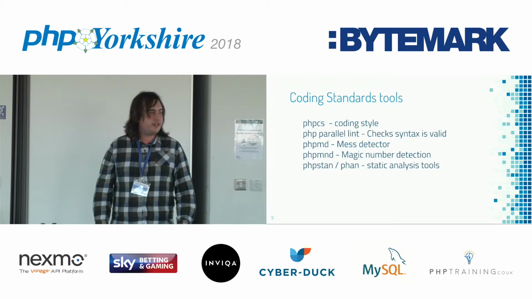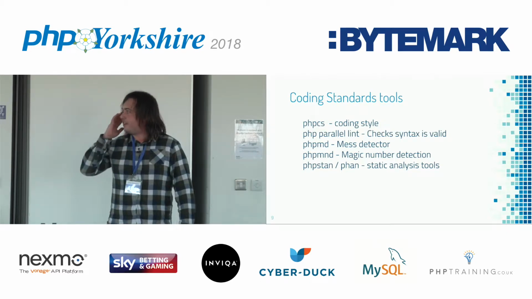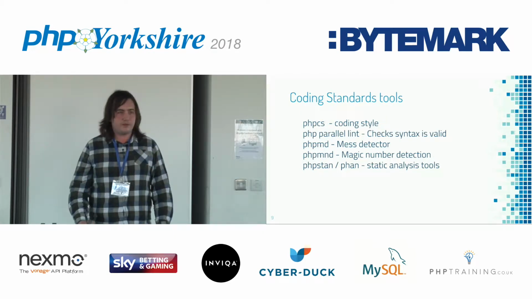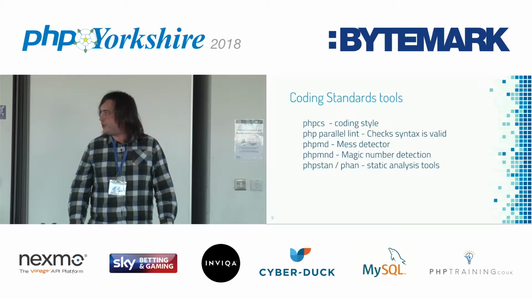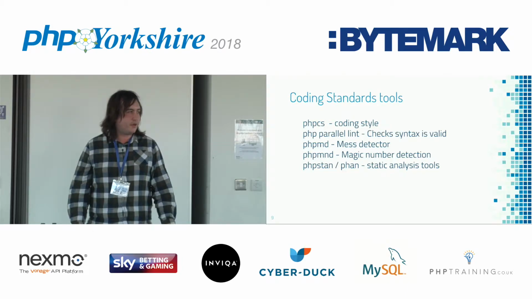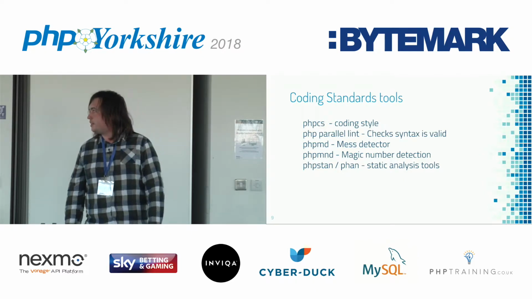phpstan and phan, they're static analysis tools. These things find so many things that are wrong with your code. Passing wrong types in, passing too many arguments to a function, loads and loads of things. They're really good tools to have on there. They're quite new tools, but they're definitely worth having in your CI process.